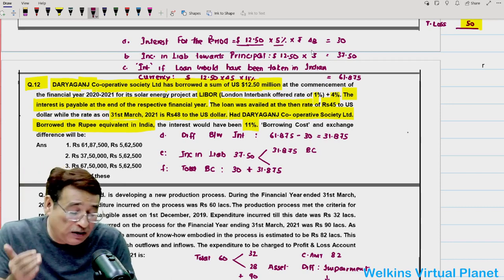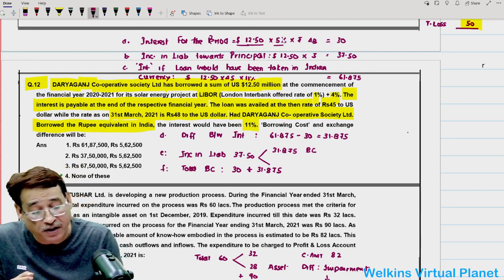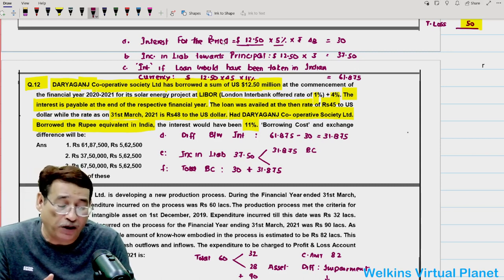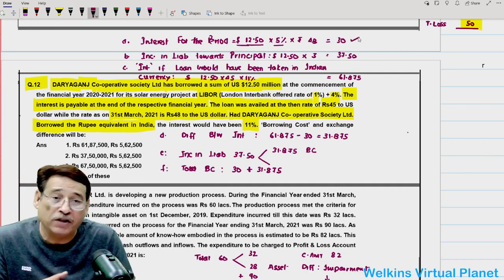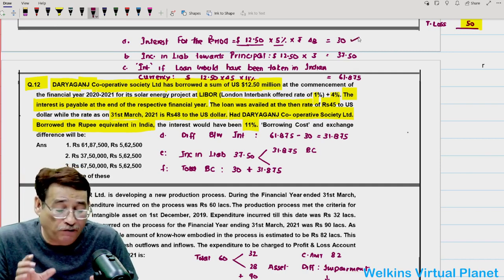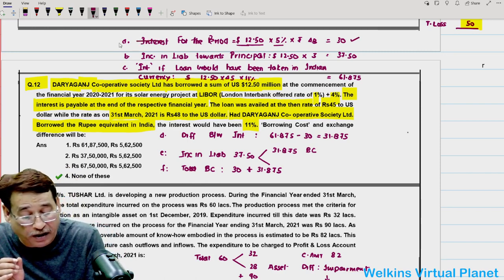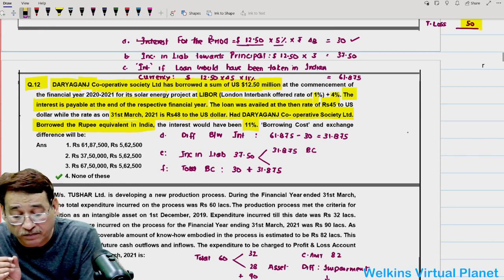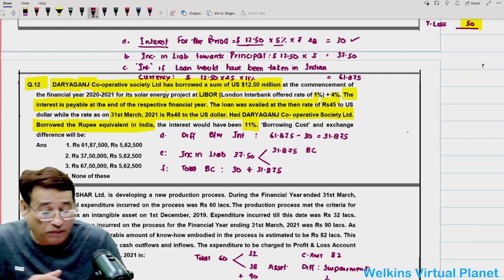This is your total interest till the end of the year. But at the end of the year, you will multiply it with the closing rate, that is rupees 48, to know the interest for the period. Your interest for the period will be equal to this much. Is it clear to you? Interest for the period will be equal to 30. You must understand this thing. First of all, we have to find out interest. I have so far computed only interest and nothing else. I have computed only interest, correct? I have to compute the amount of interest.